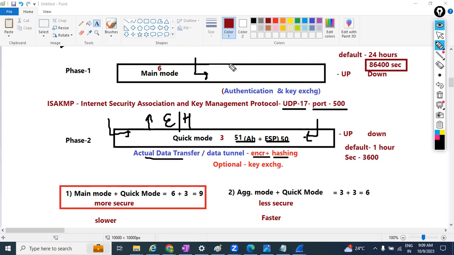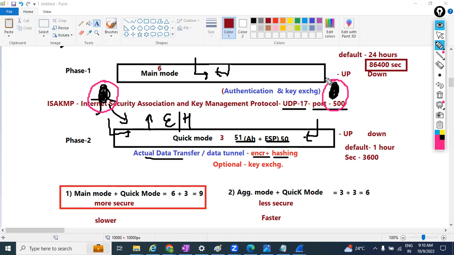That keying material would be exchanged within phase 1. Let's consider they have exchanged the keying material in phase 1, and we use this keying material for encryption and hashing. For security purposes, I want to replace this key exchange after every 24 hours, or maybe after every 2 hours, or every 6 hours, because I don't want to use the same keying material for tomorrow. If I use the same keying material for long, maybe hackers would try to find some solution to hack my keying material.